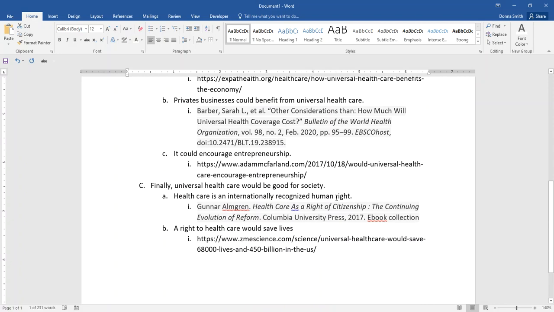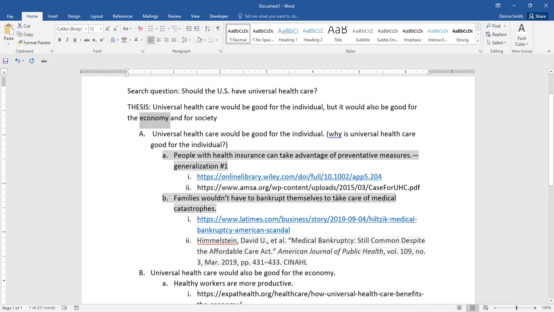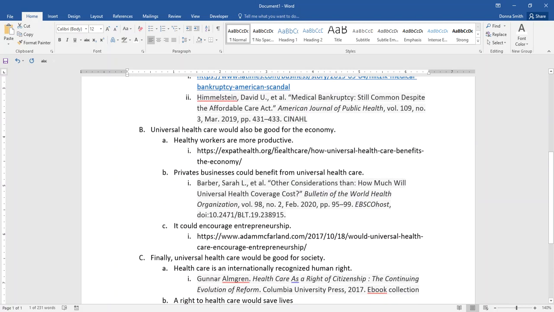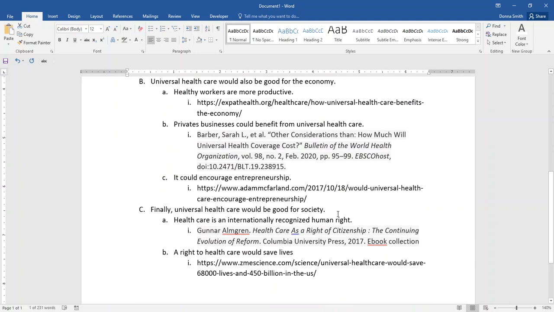Third topic sentence from third point in the thesis. It would be good for society. Healthcare is an internationally recognized human right. That's how it's good for the society. A right to health care would save lives. That's how it's good for society. And then source for this one, source for this one.